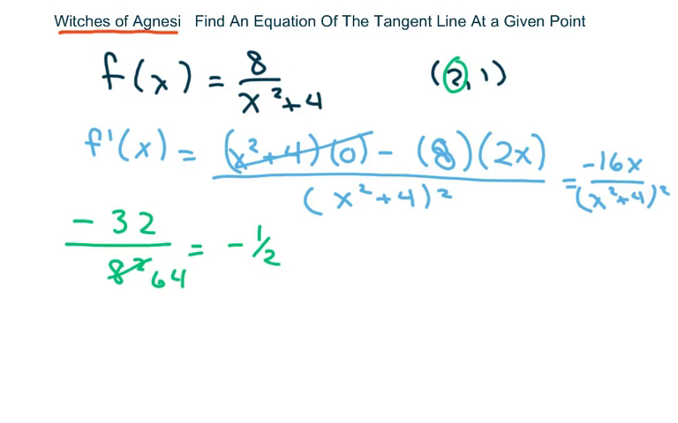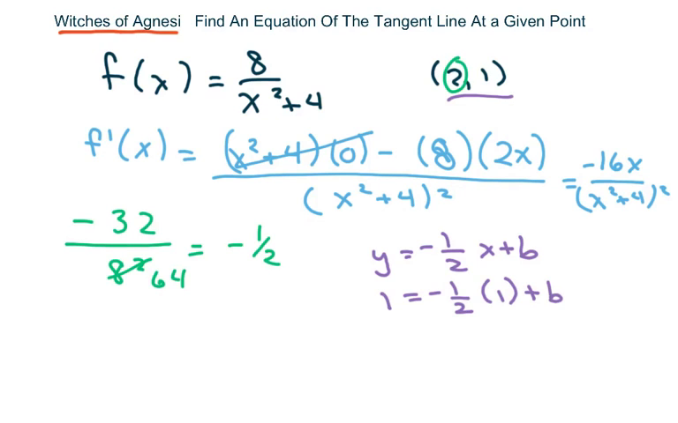Now to write the equation of the line, you just plug this point in, so you have y equals negative 1/2 x plus b. I'm going to plug in the 2 and the 1 for the x and y. And when you add 1/2 to both sides, you get 2/2 plus 1/2. And that's going to give you 3/2.